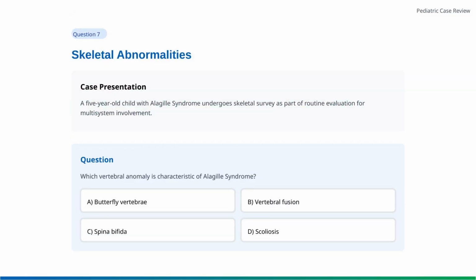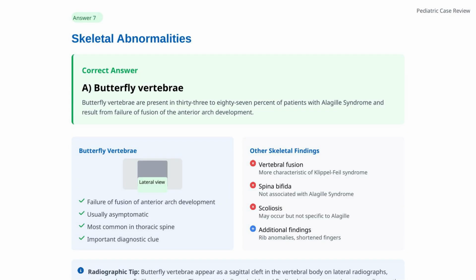A 5-year-old child with Alagille syndrome undergoes skeletal survey as part of routine evaluation for multi-system involvement. Which vertebral anomaly is characteristic of Alagille syndrome? Option A, butterfly vertebrae. Option B, vertebral fusion. Option C, spina bifida. Option D, scoliosis. Consider which skeletal finding is most specifically associated with Alagille syndrome and its pathophysiological basis.